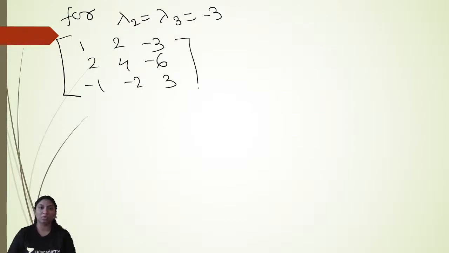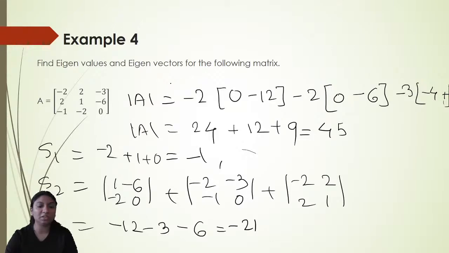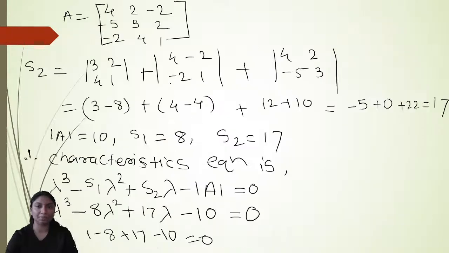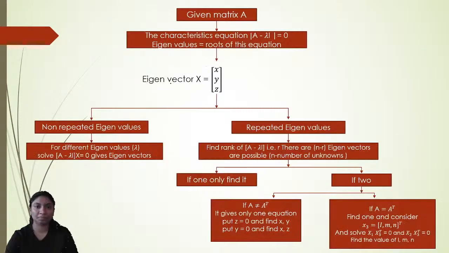Now if you observe, this is our symmetric matrix, and see our chart here. What is our chart? If the eigenvalues are repeated, find the rank of A minus lambda I, that is r; then n minus r eigenvectors are possible. So first we will find out the rank of the given matrix. Whenever the eigenvalues are repeated, if only one, we find it, and if two, we find that.